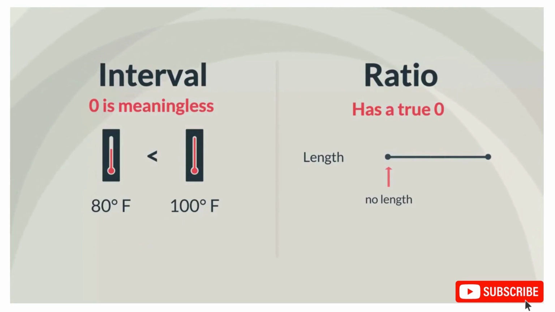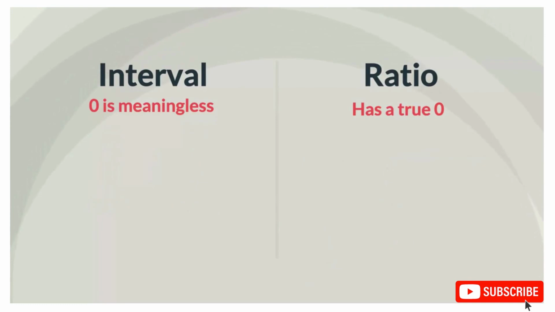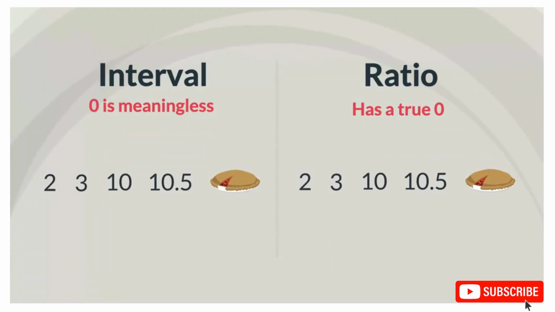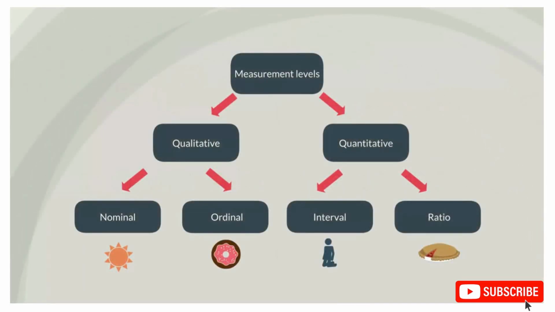Continuing this temperature example, there is another scale, kelvins. According to it, the absolute minimum temperature is 0 degrees Kelvin. Therefore, if the degrees are stated in kelvins, the variable will be a ratio. So, numbers like 2, 3, 10, 10.5, pi, etc. can be both an interval or a ratio measurement, but you have to be careful with the context you are using them in. Alright, we've quickly gone through the types of data and the measurement levels.